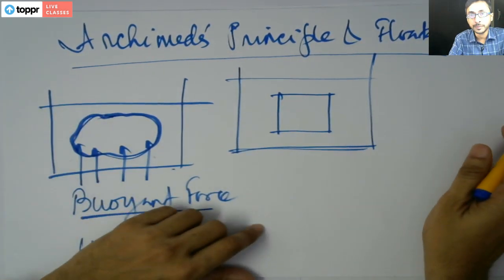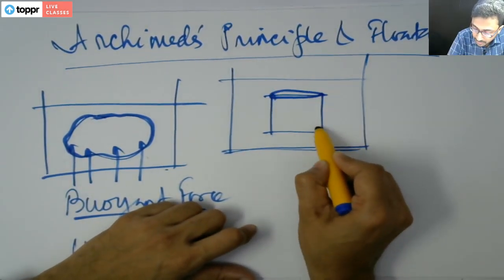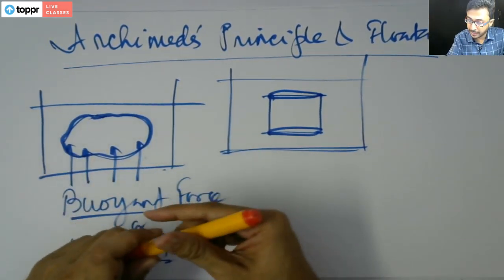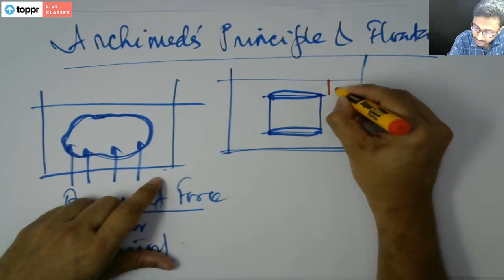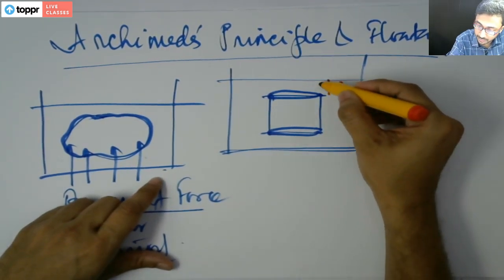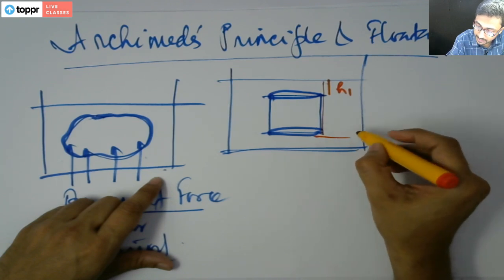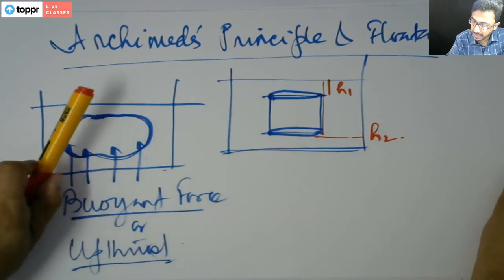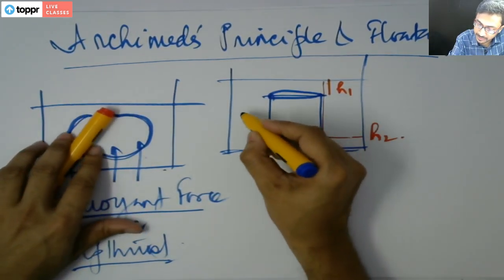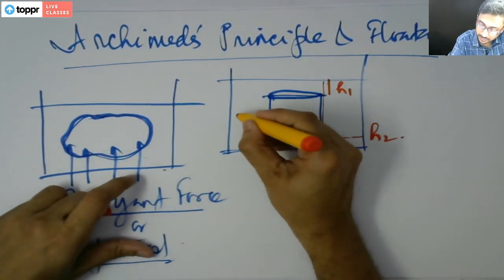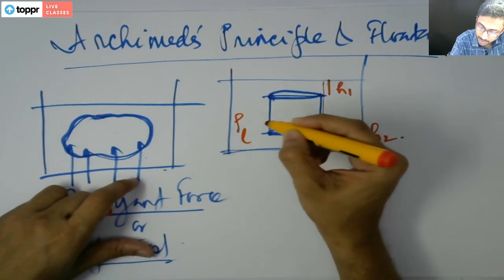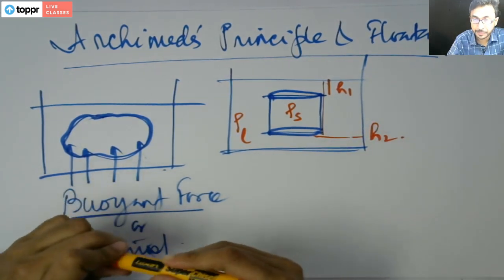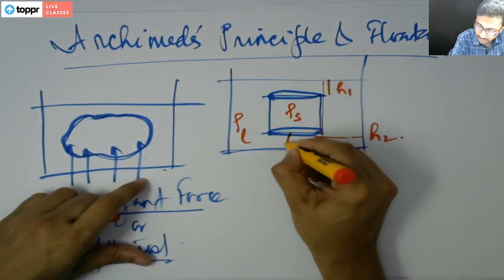Let us consider a cylindrical solid like this within the liquid. Let this height be h1 and this height be h2. Let the density of the liquid be rho L and the density of the solid be rho S, and the cross section area is A.